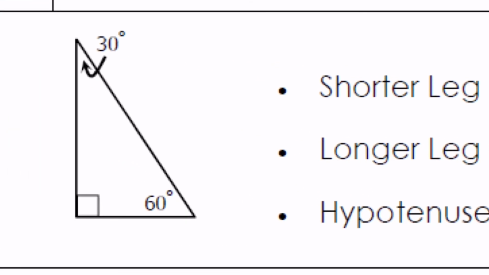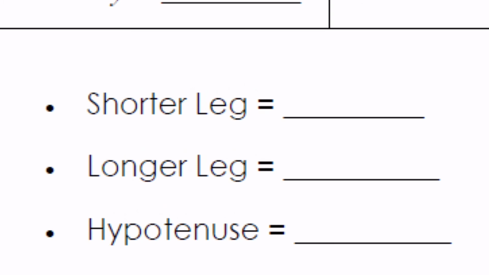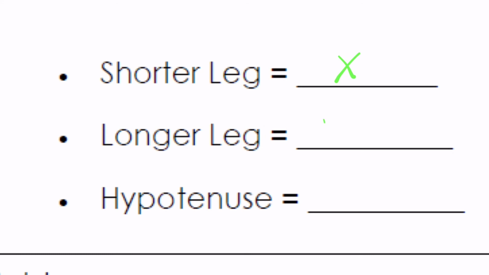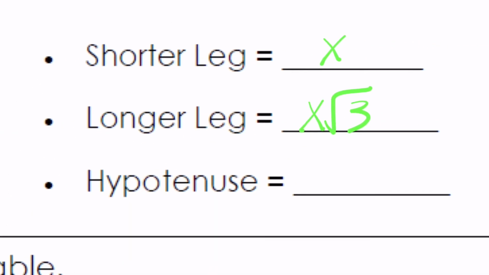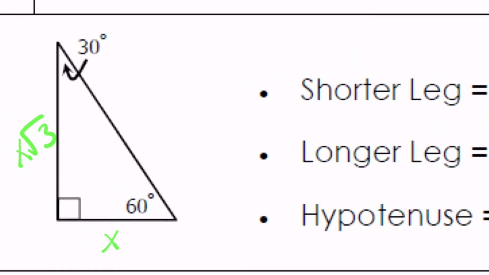So here's my 30-degree angle. That means this one here opposite is my shorter leg. And this is my 60, so the one opposite it is the longer leg. The shorter leg is always equal to x. We'll let that always equal x. So this one right here is x. The longer leg is then the shorter leg x times the square root of 3. So this one here is x square root of 3. Then the hypotenuse is always 2 times the shorter leg, 2x.